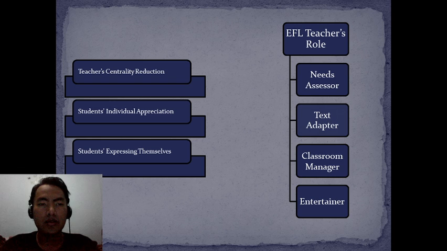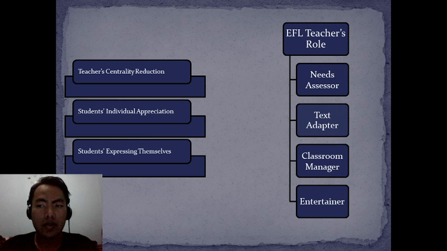And next are some of the contributing factors that influence the success rate of creating a communicative classroom. First is teacher centrality reduction. I believe you'll agree that in Curriculum 2013, the learning center focused on the students' activities.